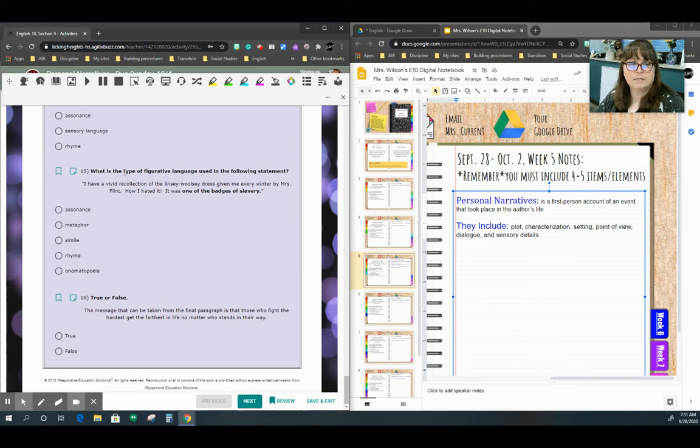(15) What is the type of figurative language used in the following statement? "I have a vivid recollection of the linsey woolsey dress given me every winter by Mrs. Flint. How I hated it. It was one of the badges of slavery." Looking at this. Is that assonance, metaphor, simile, rhyme, or onomatopoeia? Press pause and please look up your answer.